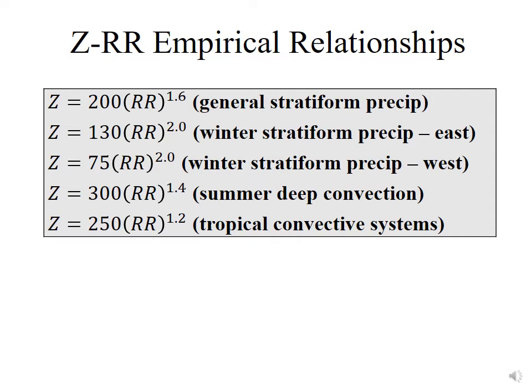So we typically have really large droplets in tropical convective systems and summer deep convection, and there we will have smaller exponents on the rainfall rate. So the general stratiform precip is going to be 200 times the rainfall rate to the 1.6, and winter stratiform precip in the eastern half of the United States will be 130 times the rainfall rate raised to the 2 power, and so forth and so forth.